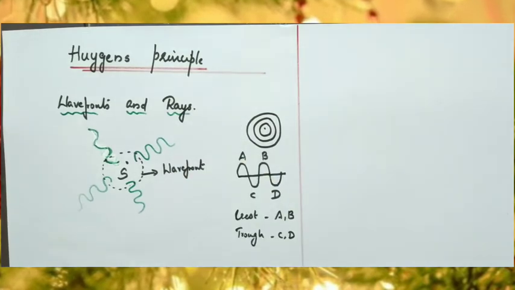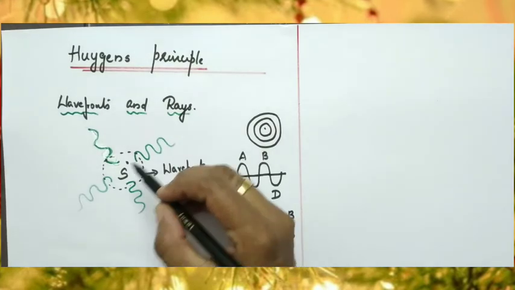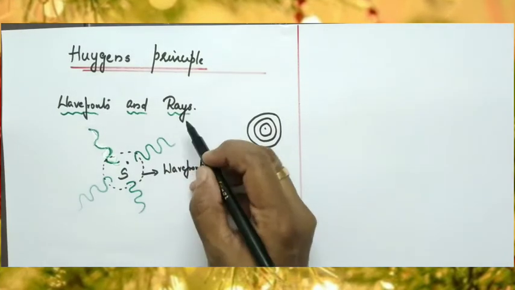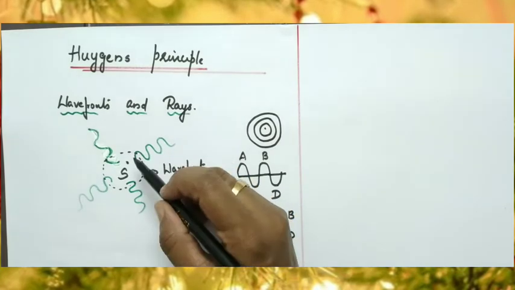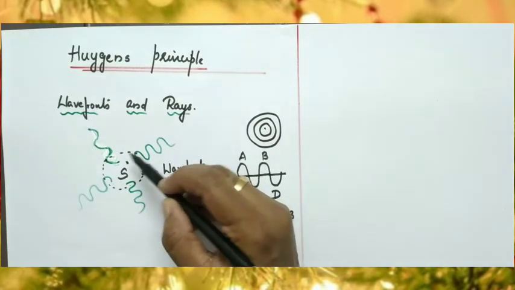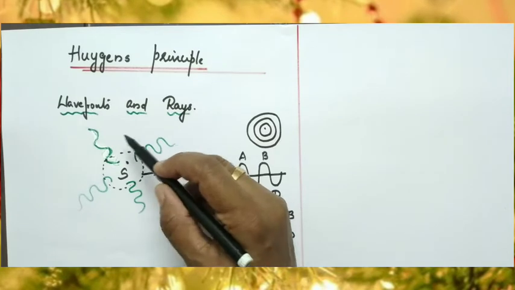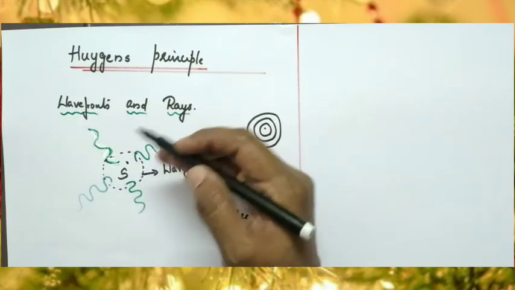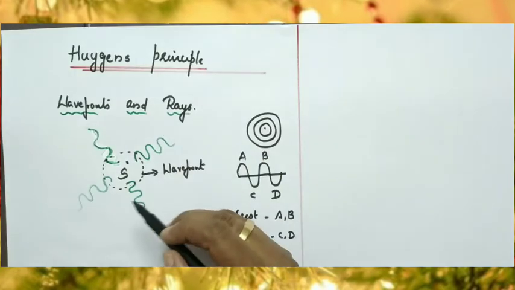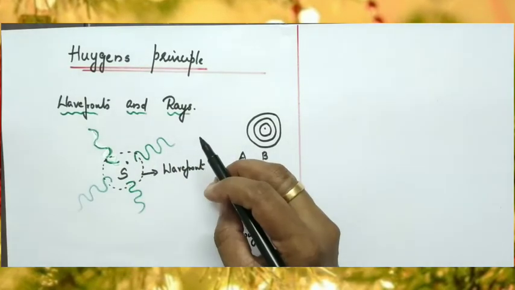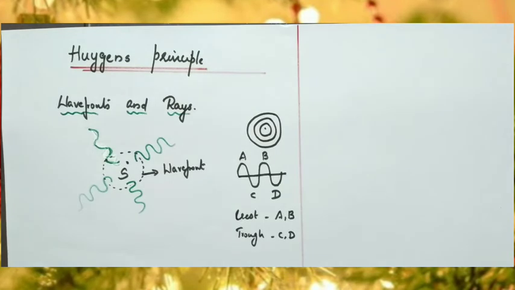So according to Huygens principle, light from the light source is traveling in the form of waves. If you join the crests of all the waves, it gives a wavefront. If you join the troughs of all the waves, it gives another wavefront. Again, if you join the crests of the second wave, it gives a wavefront. So, according to Huygens, light travels from the light source in the form of wavefronts.